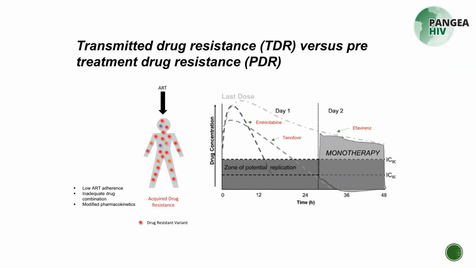So on the right-hand side here, you can see a pharmacokinetic graph showing that if you take 1 pill of efavirenz, tenofovir, and emtricitabine, a triplet or a single tablet regimen, as it's called, 2 of the drugs will fall away very quickly, but efavirenz has quite a long half-life. This leads to a monotherapy period where the virus can easily start replicating under the pressure of only 1 drug, and it only takes 1 mutation to develop resistance to efavirenz. A classical one is, for example, K103N.